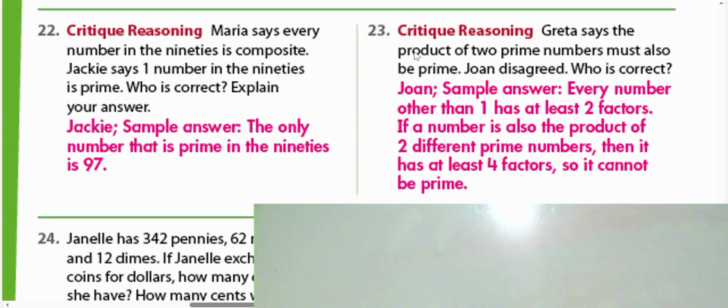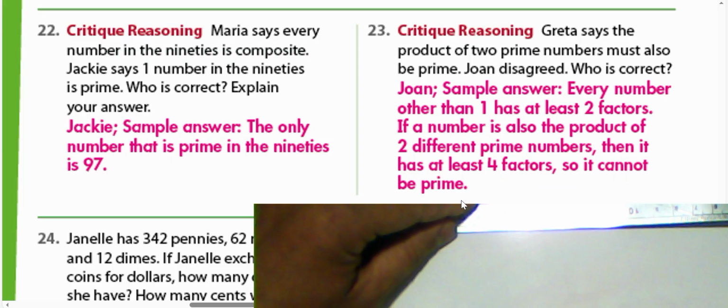Grady says the product of 2 numbers must also be prime. John disagrees. Who is correct? John. The simple answer: every number other than 1 has at least 2 factors. If a number is a product of 2 different prime numbers, then it has at least 4 factors, so it can't be a prime number.